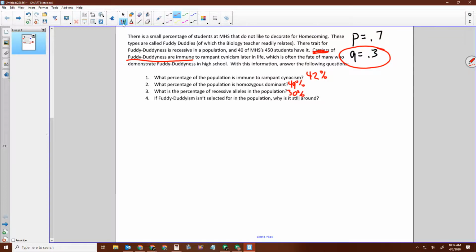Now, here's a more open-ended question that doesn't involve math. If fuddy-duddyism isn't selected for in a population, why is it still around? So what do we mean by the language "isn't selected for"? First of all, it is referring to natural selection. Typically when this language is employed, it is talking about the idea that nature isn't selecting for a trait, meaning that trait usually is unsuccessful. And so if a trait is unsuccessful, then why do you ever see that allele again?